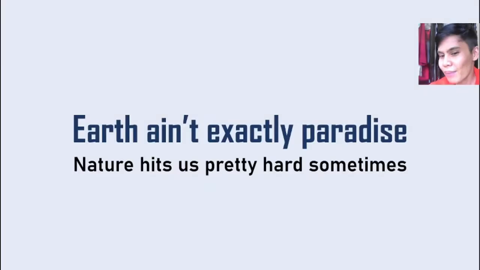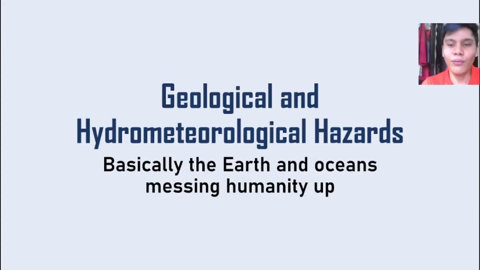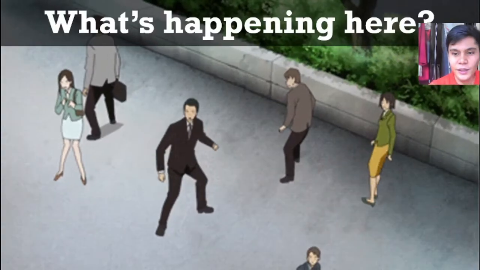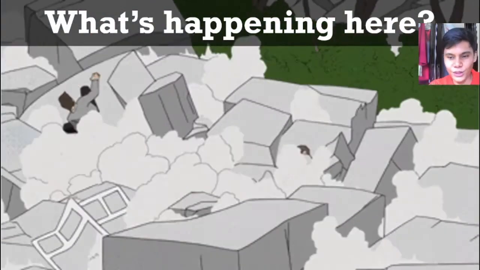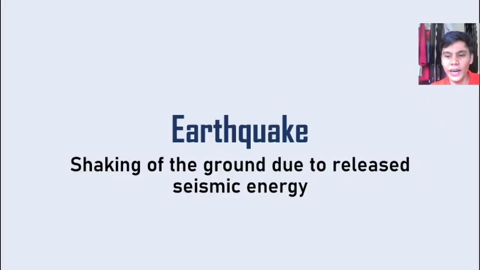Earth isn't exactly paradise. Nature hits us pretty hard. Sometimes we have disasters and tragedies in the form of geological and hydrometeorological hazards. So it's basically the earth and the oceans messing us up. So here we have a GIF of an earthquake. It's the shaking of the ground due to released seismic energy.